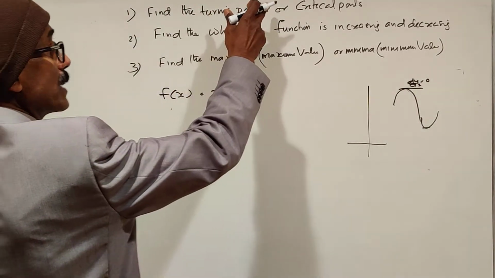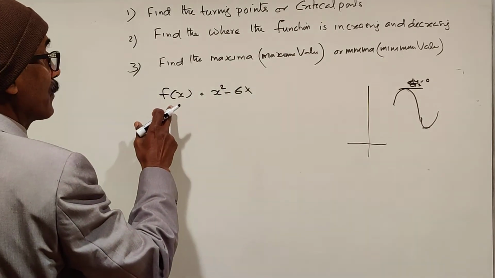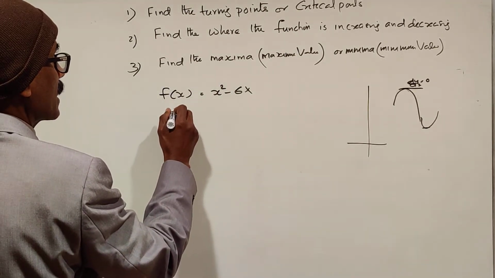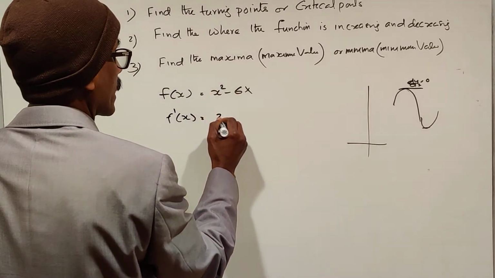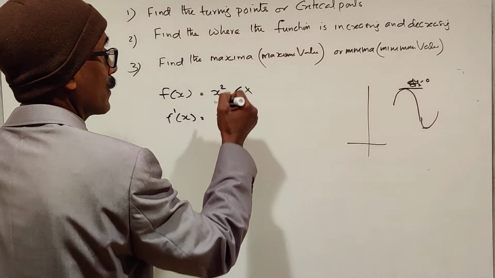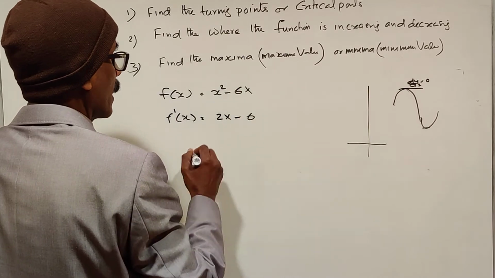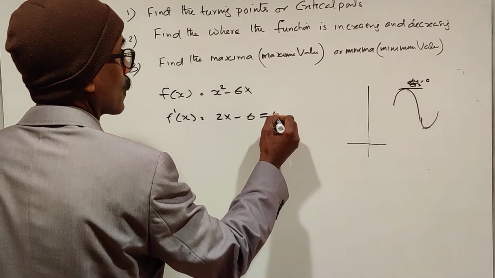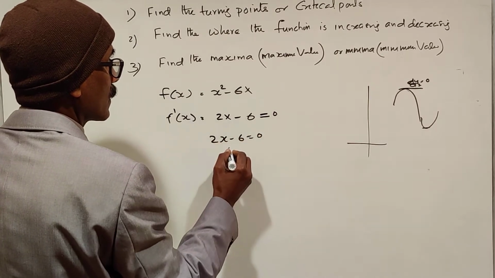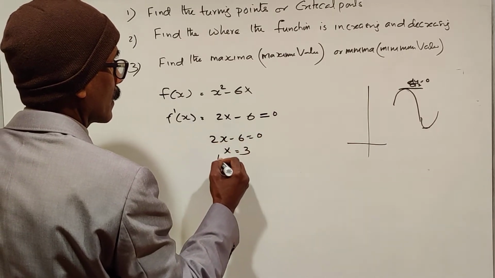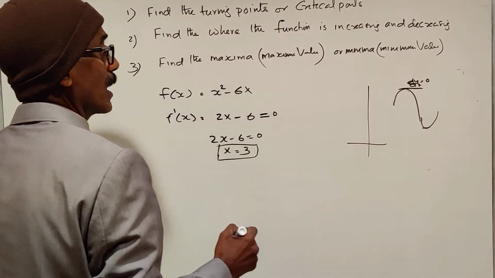So if we want to find the turning points, first we need to differentiate the function. f dash x is equal to what? What is the derivative of x square? 2x. Minus what is the derivative of 6x? 6. At the turning point, this is equal to 0. Right? So 2x minus 6 is equal to 0. x is equal to 3.